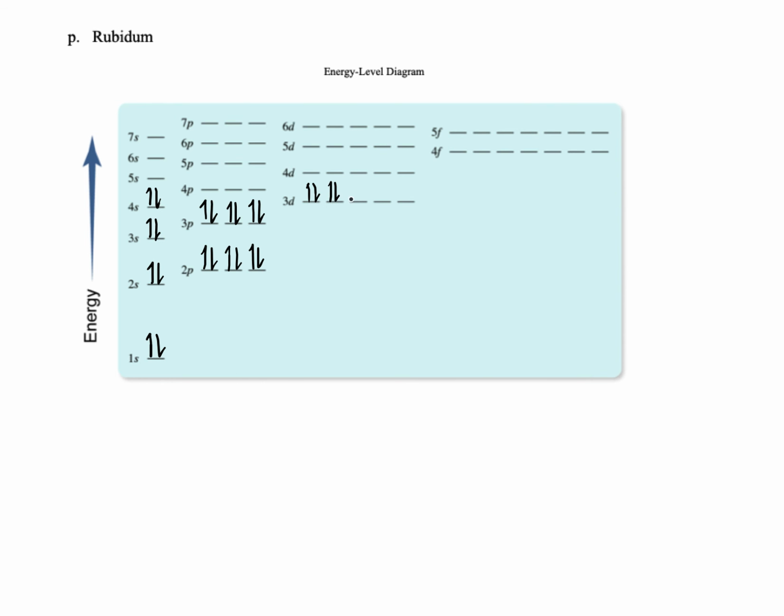So let's fill 3d here. Next, we'll fill 4p. And this is going to be everything that krypton has. It is 1s2, 2s2, 2p6, 3s2, 3p6. Then we see that the 4s shell is full.